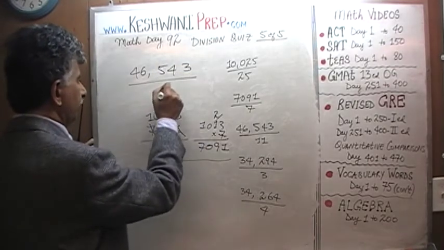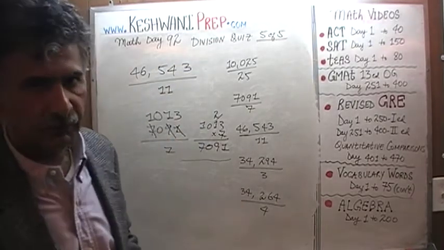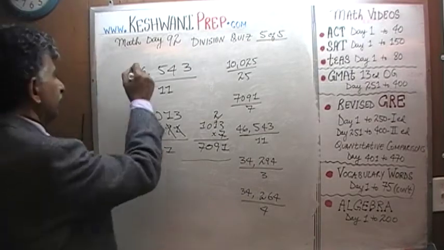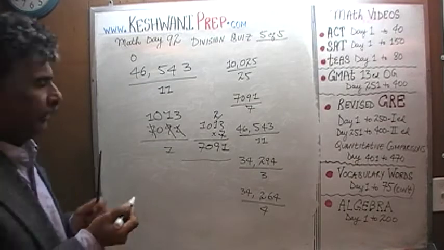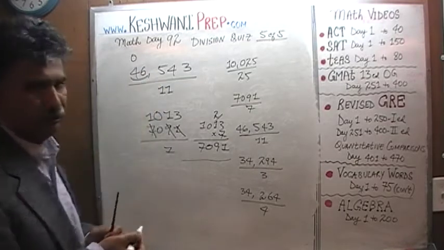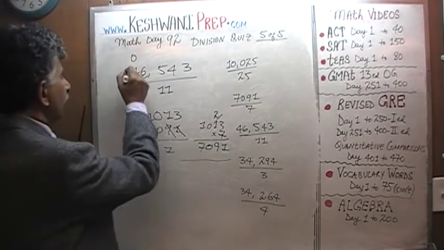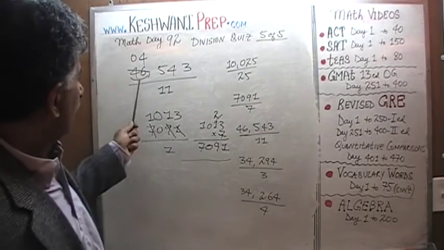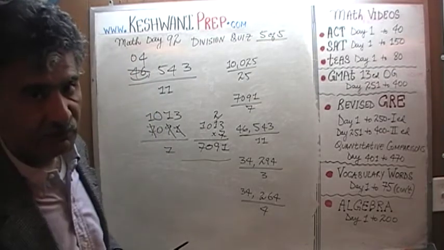$46,543 divided by 11. You should do it yourself first. It's not that bad. How many 11s does 4 have? 4 has no 11s. That 4 goes and joins the 6, becomes 46. 46 has 4 11s. 4 11s are 44. After you take away 44 from the 46, we have a remainder of 2.